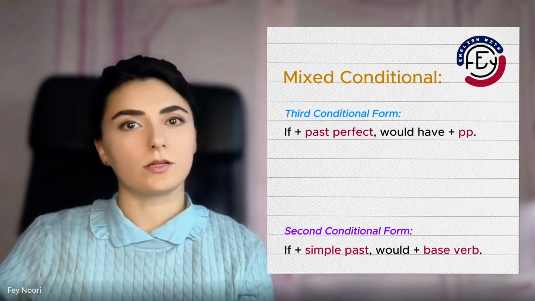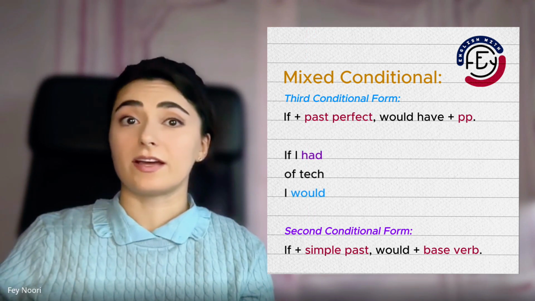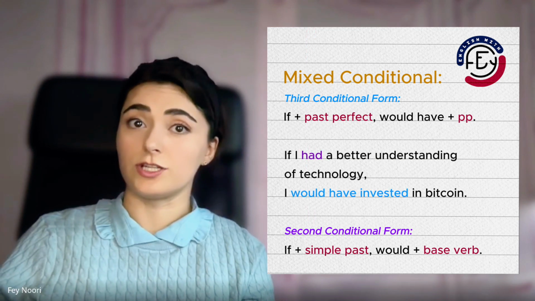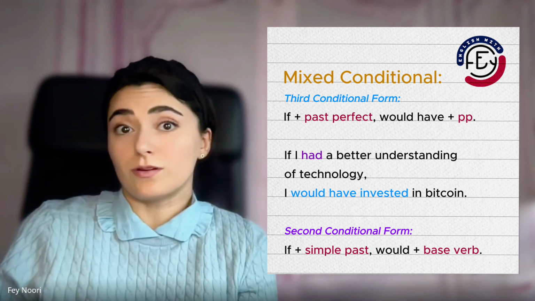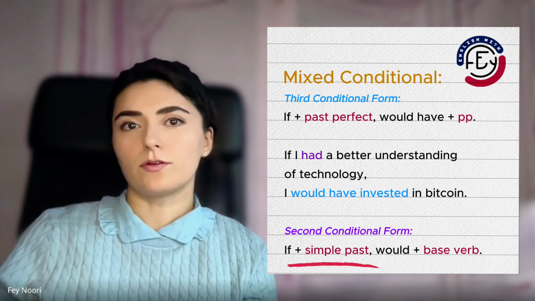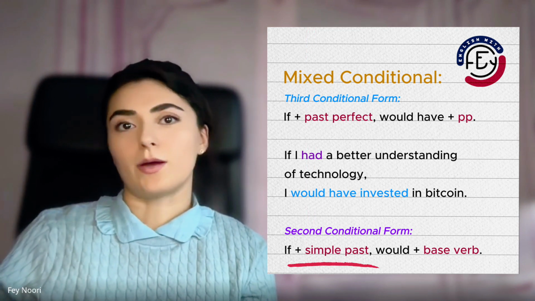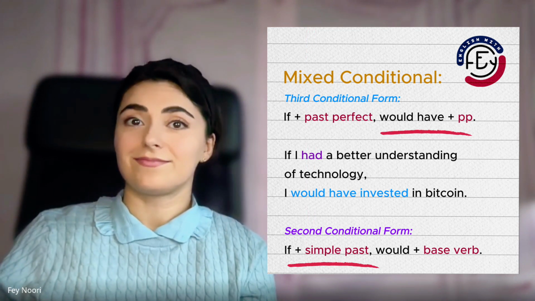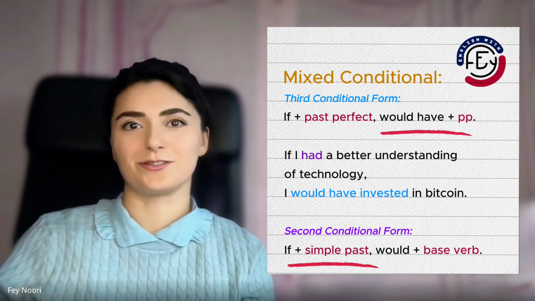Let's use type 2 conditional to talk about its if clause. For example, if I had a better understanding of technology, now let's talk about what I could have done or would have done in the past. I would have invested in Bitcoin 5 years ago. I would have done something in the past. That is an example of how you can use the second type of the mixed conditionals.